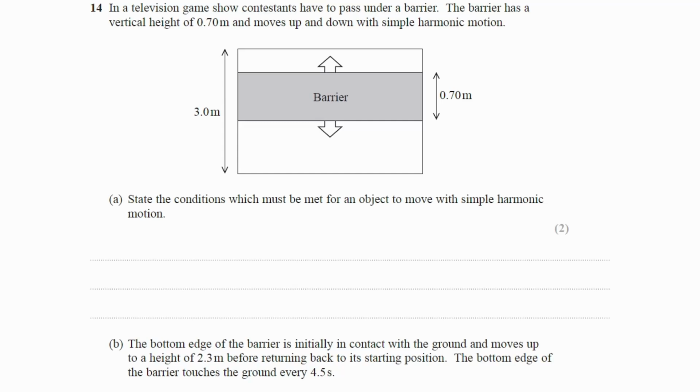In a television game show, contestants have to pass under a barrier. The barrier has a vertical height of 0.7 meters, as shown in the diagram, and moves up and down with simple harmonic motion. State the conditions which must be met for an object to move with simple harmonic motion.